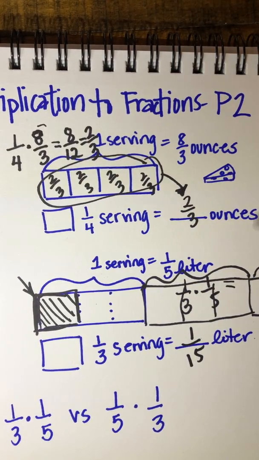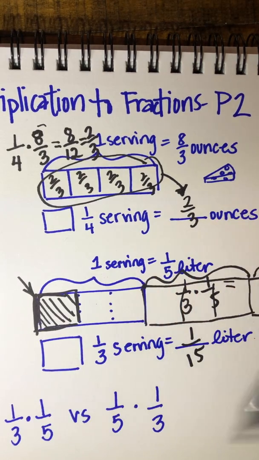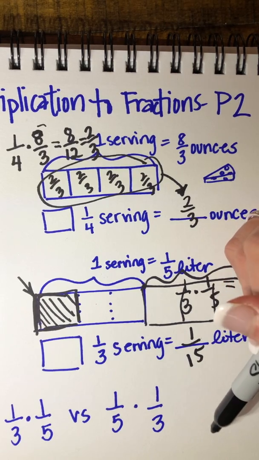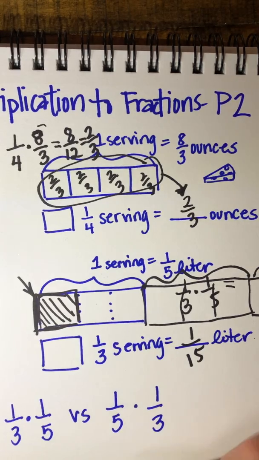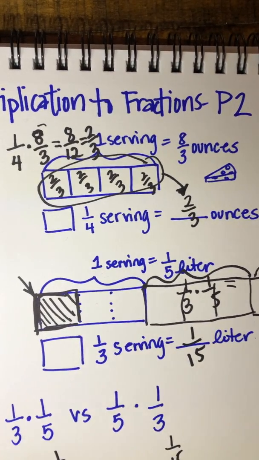Okay, now the last part of this is to compare a third times a fifth versus a fifth times a third. So like you're, of course, aware, both of these are going to have the same product. In both cases, we're going to have a product of a 15th. But where are they different? They're different because of the definition of multiplication that we're going to rely on.